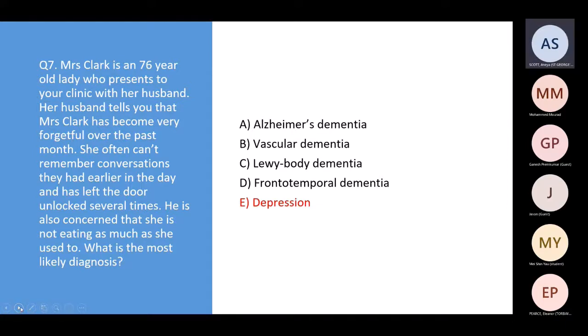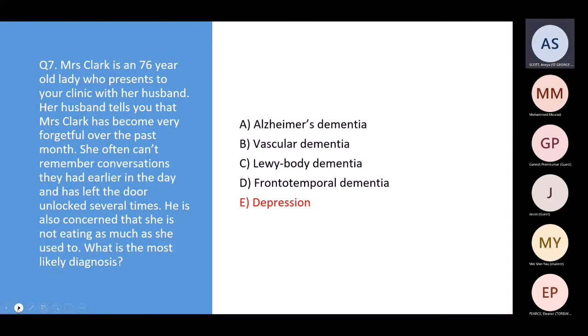And in this case particularly, it's only been over the past month, so it hasn't been a long enough history. Like in the slide before, I was saying it needs to be a really progressive decline to be dementia, usually over 6 months, whereas this has just been over a month. And her symptoms are quite vague, really. So not eating as much and leaving the door open and things. They could fit with either. This question is a bit vague, but the most likely in this case is actually depression, just because of the time frame.